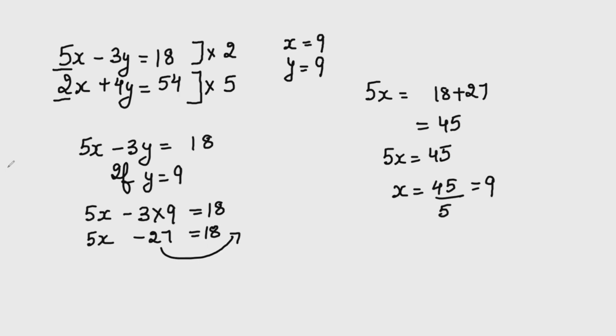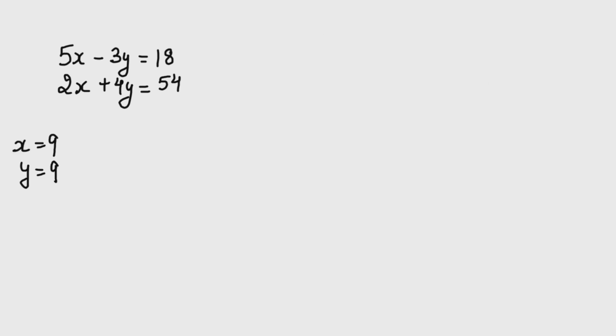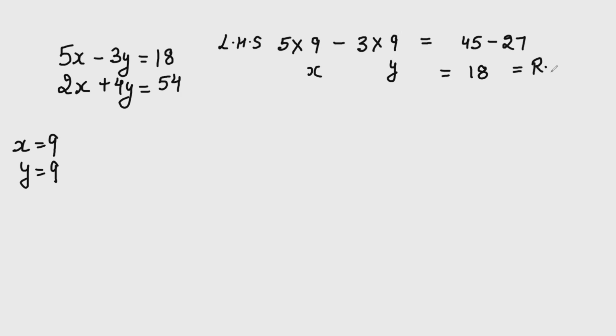Now, if you want to check whether your answer is right or wrong, you have to substitute these values of x and y in the first and second equations. So let's understand that part also. If I substitute the values of x and y in equation 1, first I'll write the left-hand side. 5x, in place of x I write 9, minus 3y, in place of y I write 9. Then I'll solve it. I get 45 minus 27, which is equal to 18, which is equal to the right-hand side.